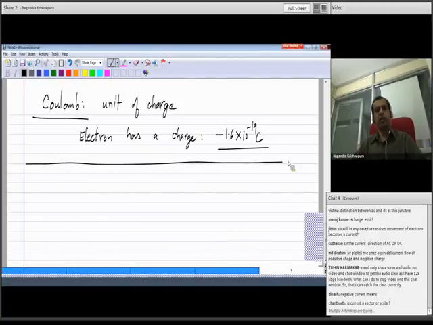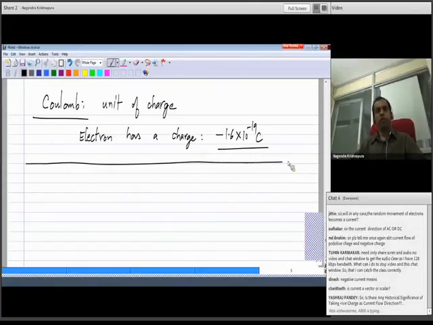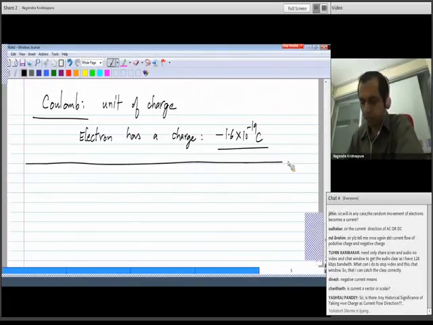And someone else asked whether any random movement of electrons becomes a current. Yes, it does. In fact, electrons are moving randomly all the time, and there is a big field of study on noise, which is the electric current due to random movement of electrons. As long as the temperature is above absolute zero, this will keep happening.